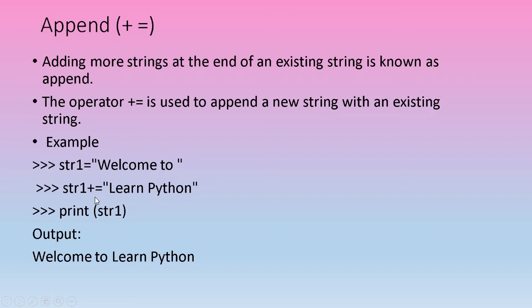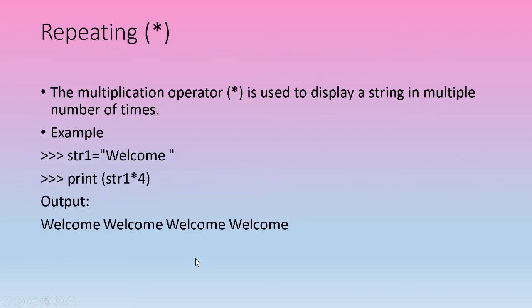This operator is used to append a new string to an existing string. For example, str1 is equal to "welcome to", str1 plus equal to "learn Python", print of str1. So you get the output as welcome to learn Python. Before, you had only str1 as welcome to. Because of this plus equal to appending operator, this string has been joined at the end, and you have the value for str1 as welcome to learn Python.